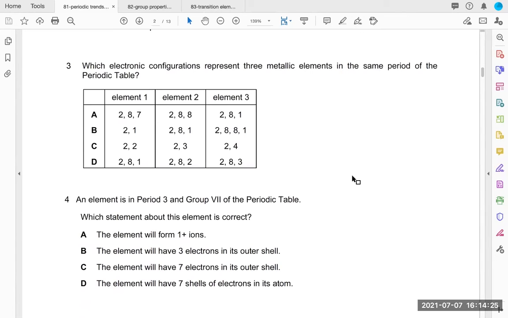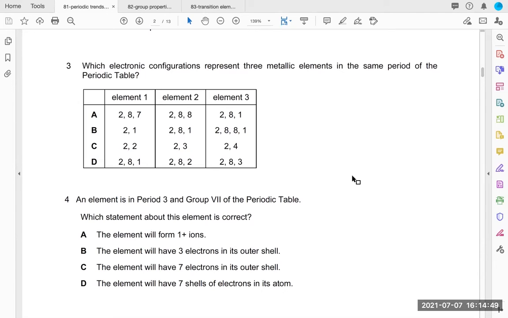Which electronic configuration represents 3 metallic elements? So metallic elements have a higher ability to lose electrons. In the same period means the same number of shells. Okay? So we are looking for the same number of shells. So A has 3 shells, D has 3 shells, C has 2 shells. So it could be A, C or D. B can't be because B has a different number of shells.